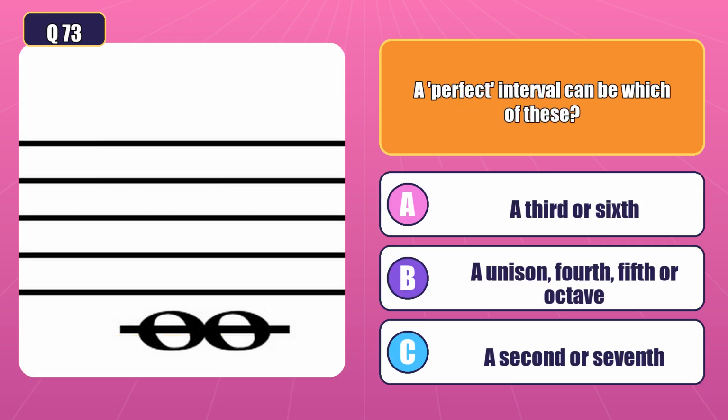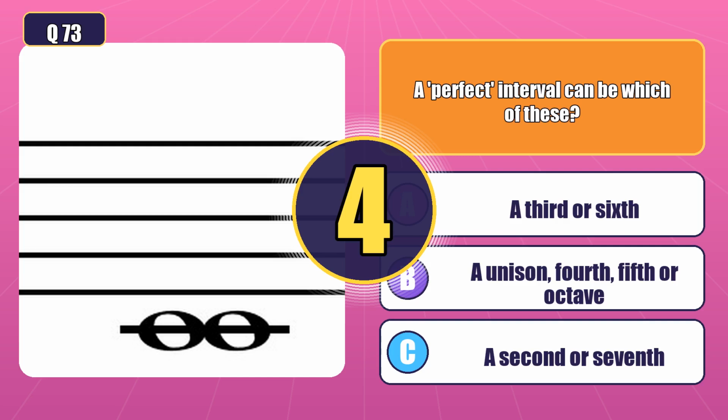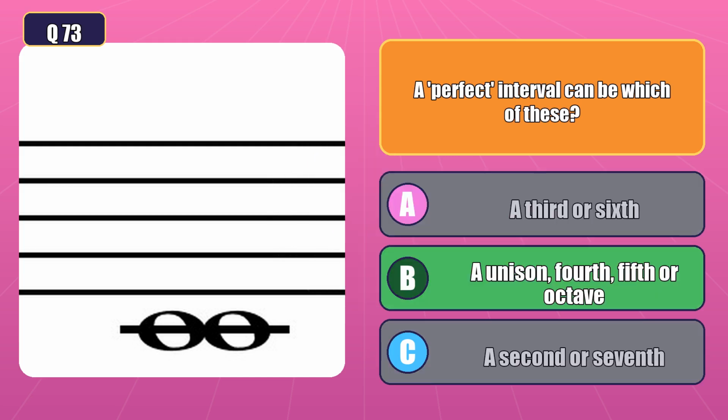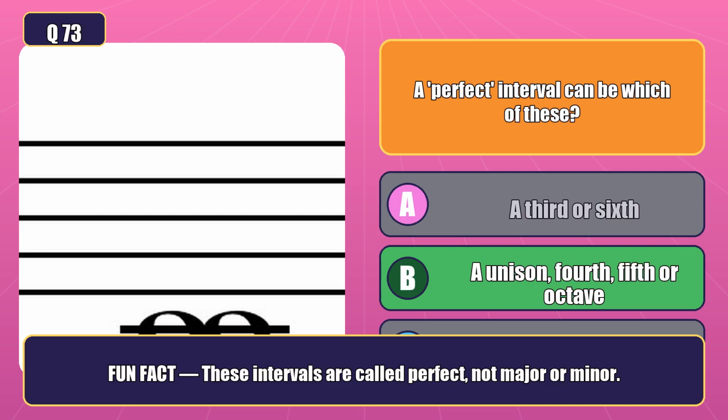Question number 73. A perfect interval can be which of these? The answer is a unison, fourth, fifth, or octave. Fun fact, these intervals are called perfect, not major or minor.